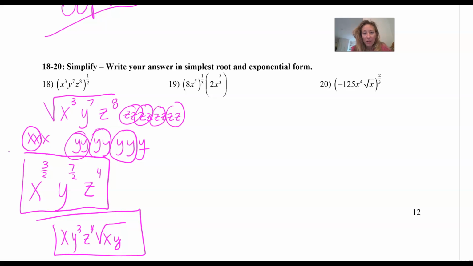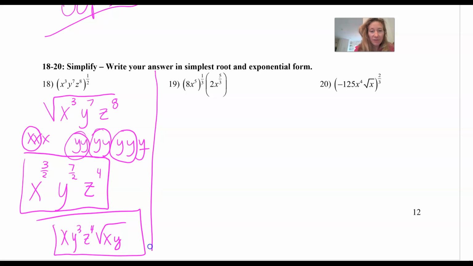So according to number 19, I see that I have a number that has an exponent and then it's being multiplied. PEMDAS says deal with the exponents first, so that's what I'm going to do. I'm going to write this as 8 to the 1/3, that's going to be 2 to the 3rd to the 1/3, and then 5, nope, I did it again. See, I like to write the base. I'm going to say x to the 5 denominator 3.